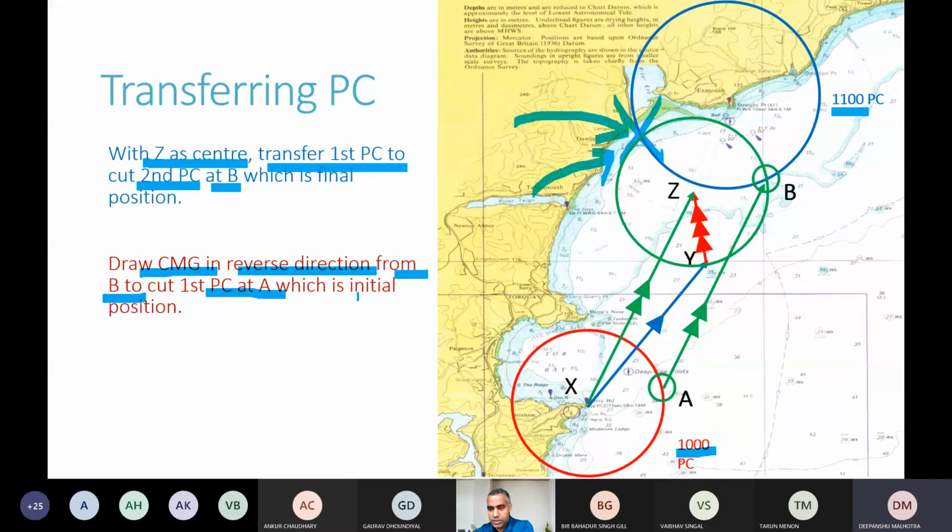ZX is parallel to AB, sir. Exactly, beta. ZX is parallel, and it is exactly equal also. The direction as well as the magnitude both are exactly the same. Vector XZ and vector AB are exactly the same. Okay, beta? Okay, so this is the concept of transferring a position circle. Not only have we transferred, we have obtained our final position as well as the initial position.